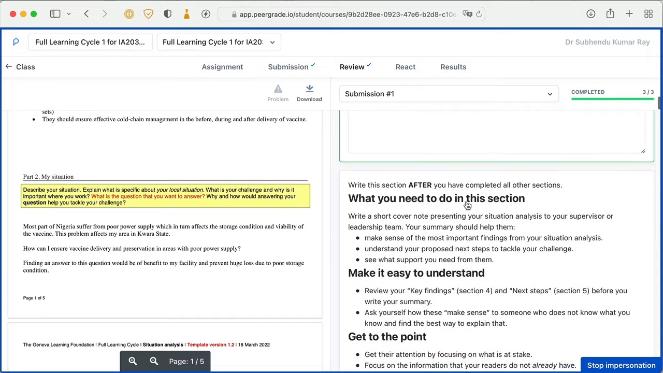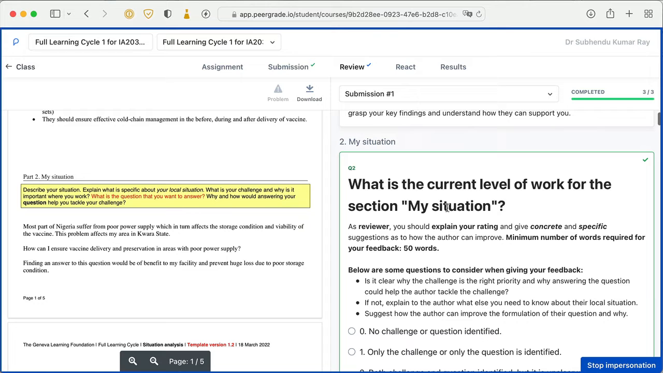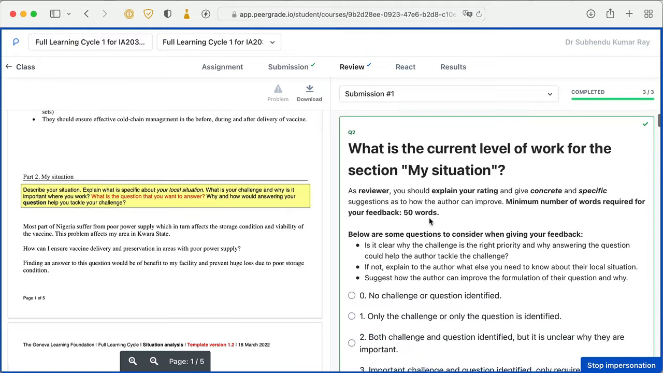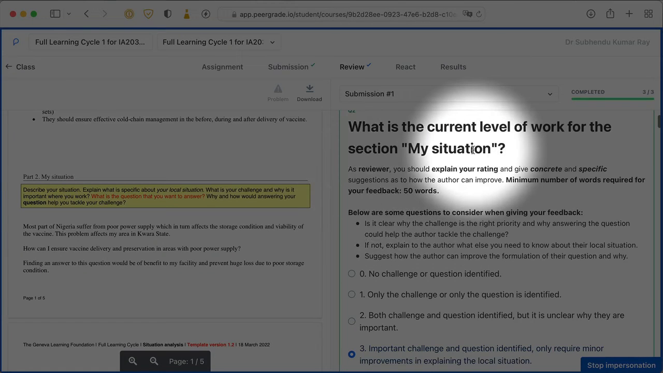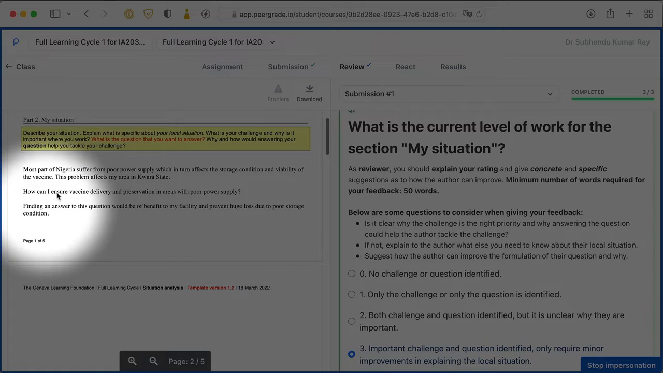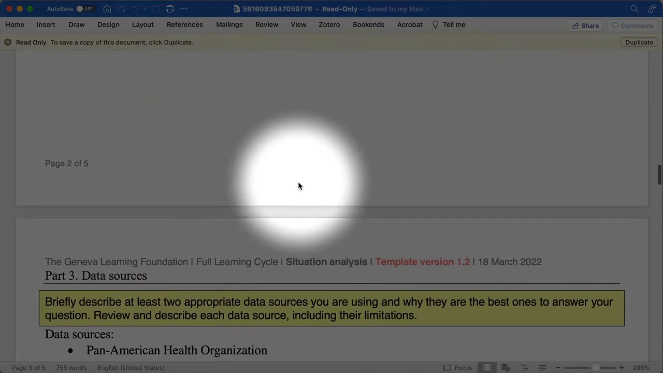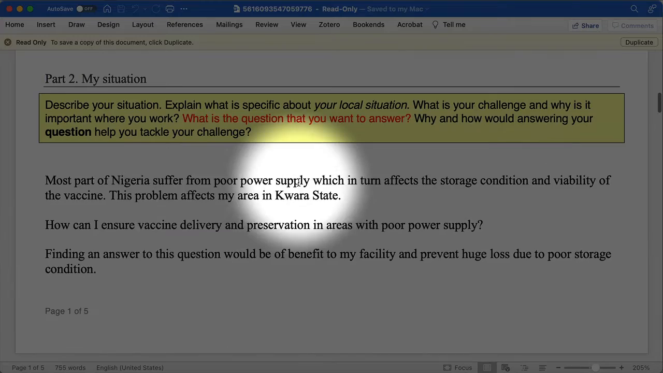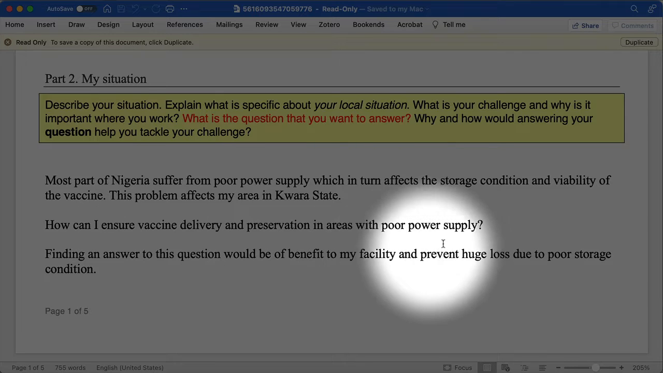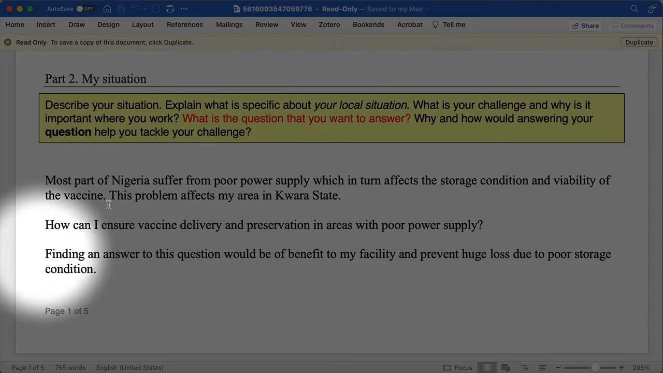And here, you are going to go to the next section, to my situation. And here, let's first look at what it says, what you should be looking for. So here I see there are 3 sentences. Most parts in Nigeria. Let's go look in the Word document. That'll be easier. So let's see what's in part 2. Most parts in Nigeria suffer from poor supply. So that's the situation. How can I ensure vaccine delivery and preservation? That's the question you want to answer.